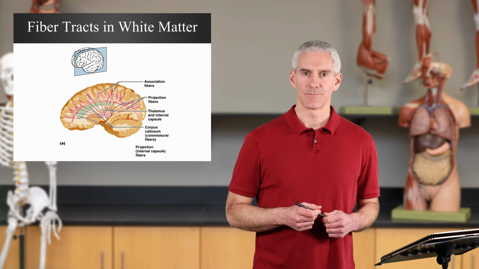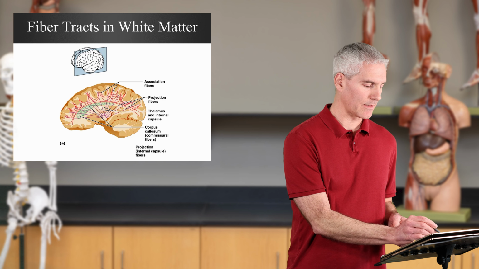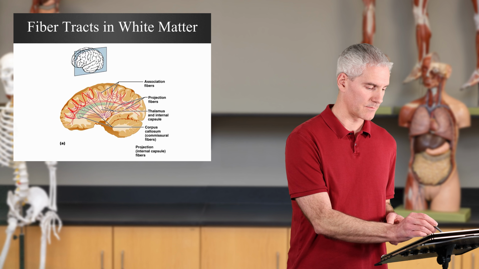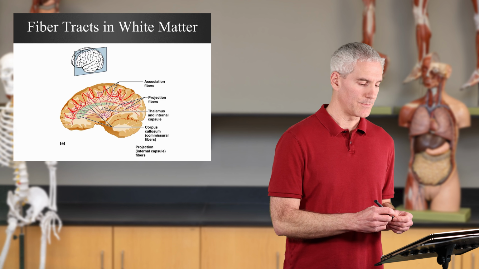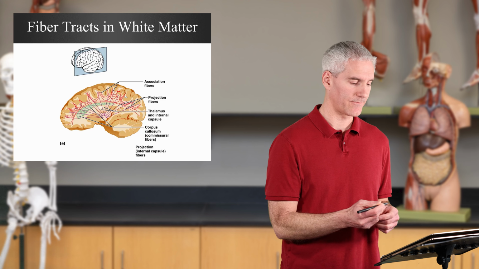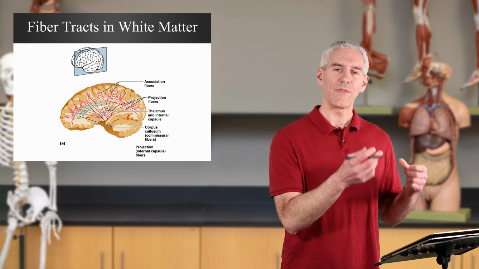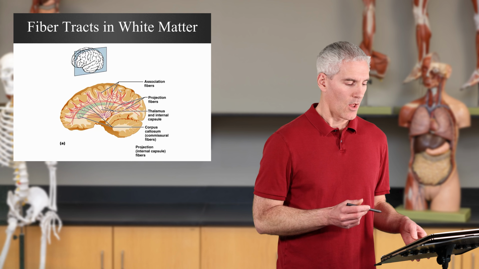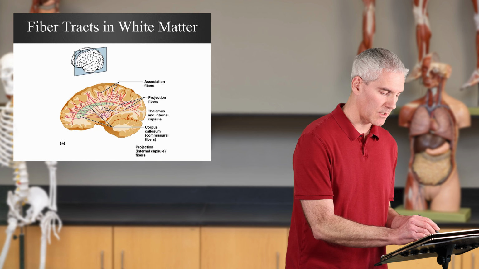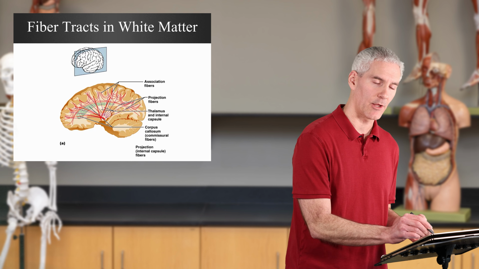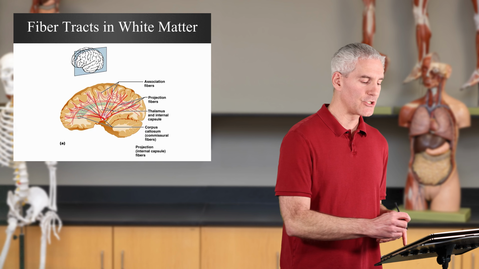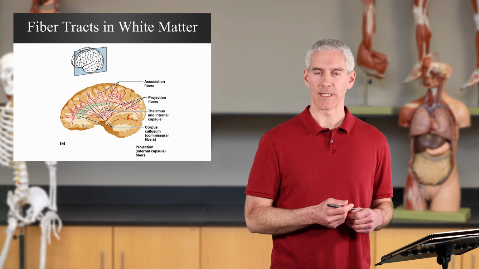If we look at this image, we'll notice that we have these loops that are being formed. Those loops are all going to be the association fibers. They're all within the same hemisphere. But then notice the projection fibers. Those are the lines all heading down to the thalamus. They're projecting out of the brain.